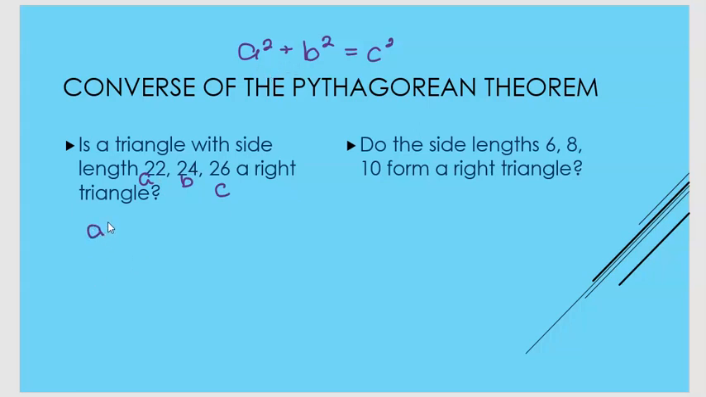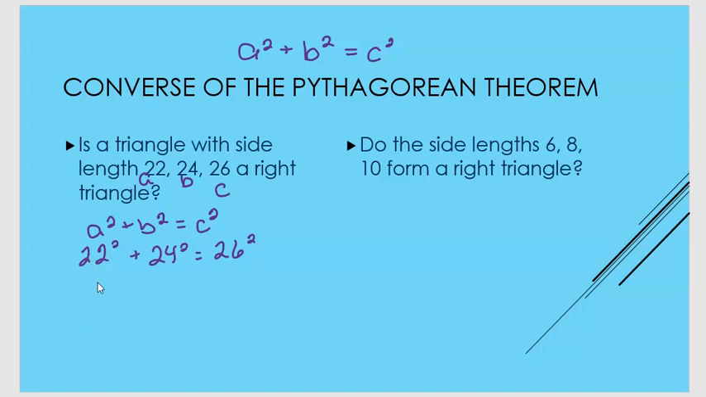So going again to a squared plus b squared equals c squared, I'm now just going to replace with my numbers. So for a, I have 22 squared, plus b, I have 24, and again squared, and c, I have 26, and that has to be squared. Now, to figure it out, I'm going to do exactly what it says.